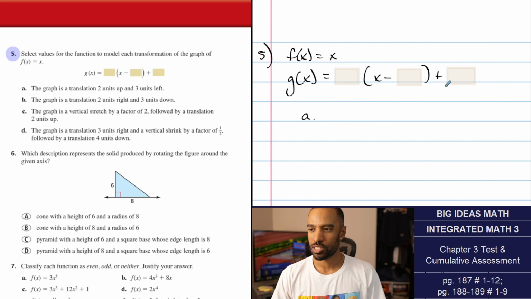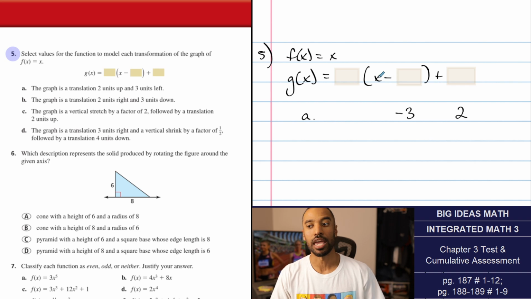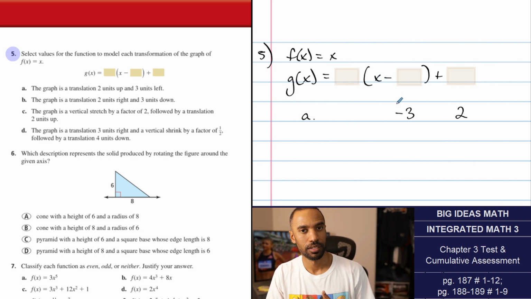So 2 units up would be a 2. I'm going to kind of just write them right underneath if that's okay. 3 units left, we're subtracting, but remember, it needs to look like a plus to go left, so it's going to be negative. So we have to subtract negative 3. It'll end up saying x plus 3. But that's what will be there.